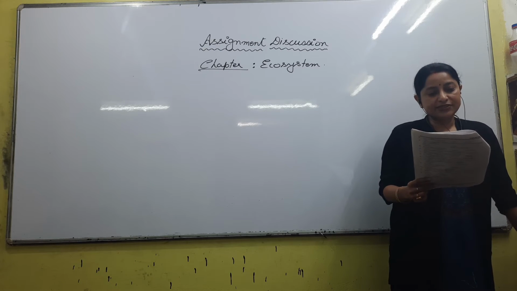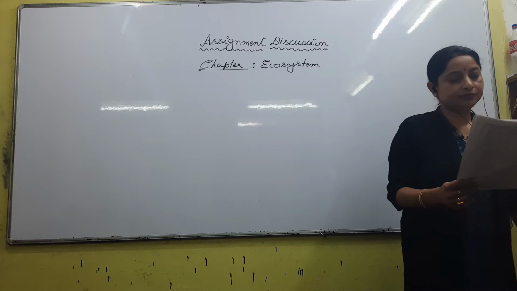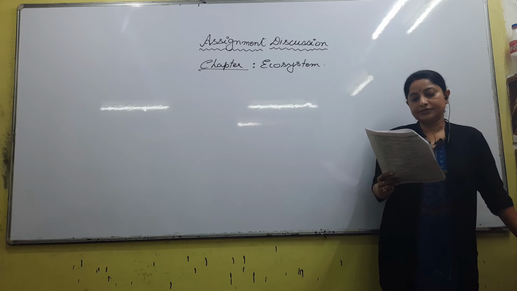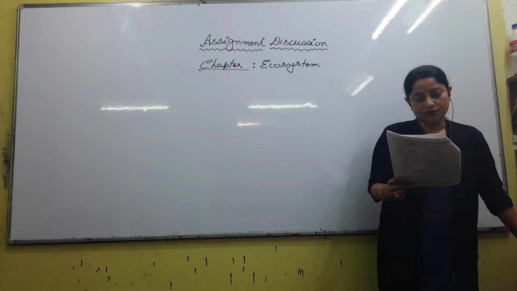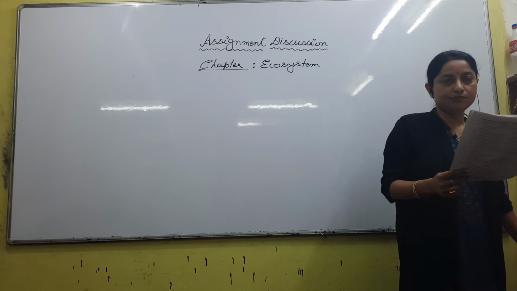Next, question number 73. First statement, correct or false? Correct. Number 2, correct. Number 3, correct. Number 4 is obviously wrong. Natural ecosystem, crop is artificial.